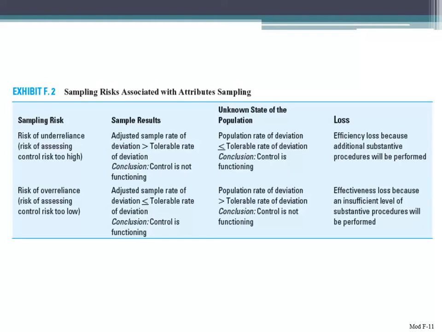With respect to your risk of over-reliance, assessing control risk too low, it's the opposite. Your adjusted sample rate of deviation is going to be less than or equal to your tolerable rate of deviation, and then you're going to assess that controls are functioning. And then there's an effectiveness loss, obviously, because you haven't performed sufficient level of testing, right, of substantive procedures. And so it's going to increase the likelihood that you won't detect a material misstatement in the account.